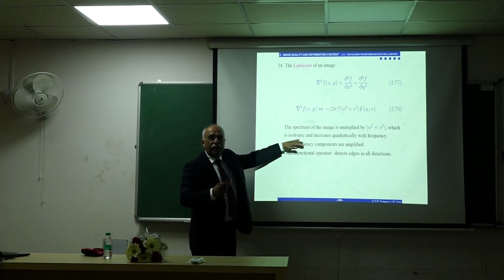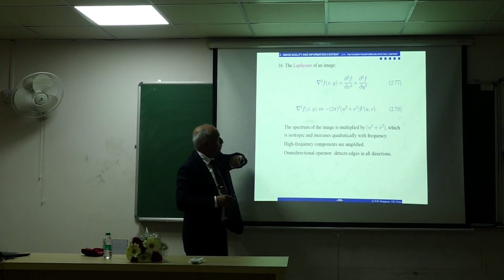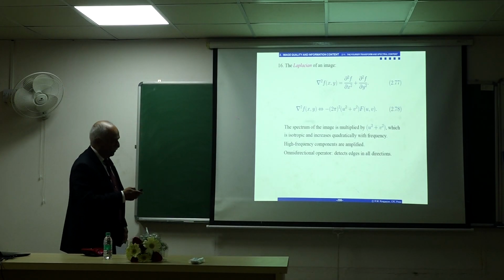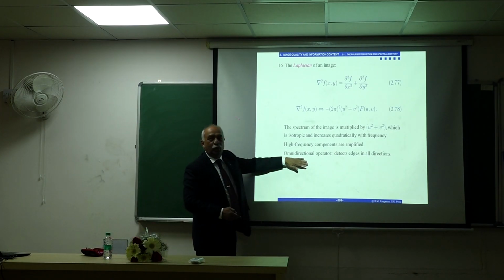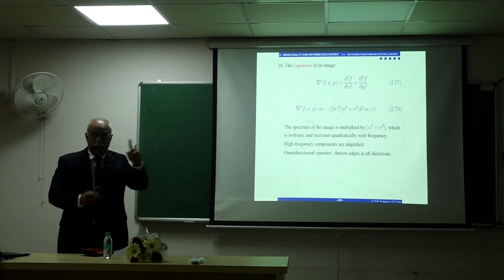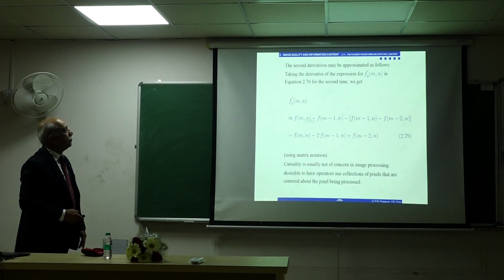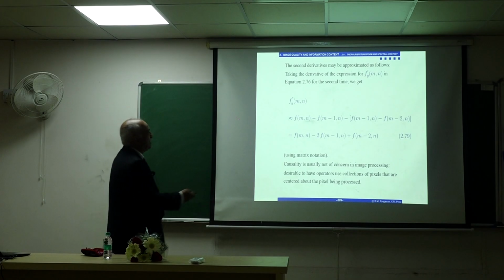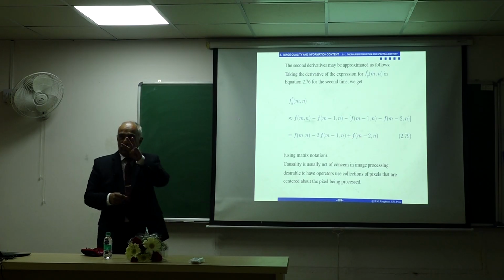This is isotropic, meaning it is not sensitive to direction. So we also call it an omnidirectional operator. It is sensitive to edges in all directions, whereas the other gave only vertical or horizontal edges. You implement in this manner, the second derivative is f(m,n) minus f(m-1,n) minus the derivative at the other place, f(m-1,n) minus f(m-2,n). That turns out to be f(m,n) minus 2f(m-1,n) plus f(m-2,n). So it's a 3-point difference.